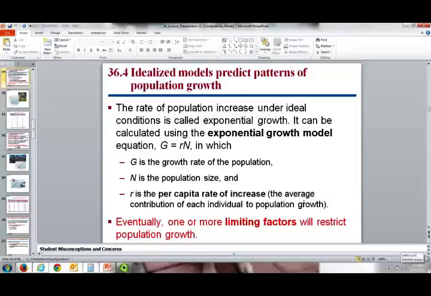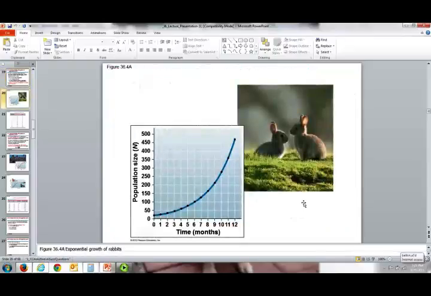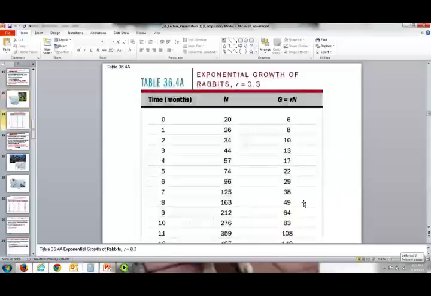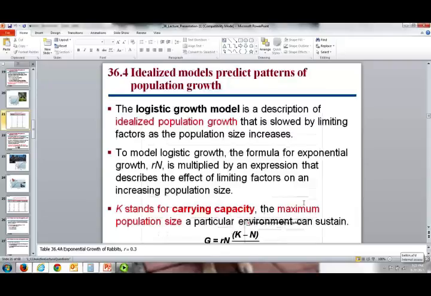Eventually, though, populations can't go on growing exponentially forever. One or more limiting factors is going to start to restrict the population growth. This is showing population growth of rabbits increasing, with the population size on the y-axis and time on the x-axis. And these are the individual data points that would be plotted on that. So the logistic growth model is a description of an idealized population growth that is slowed by limiting factors as the population size increases.